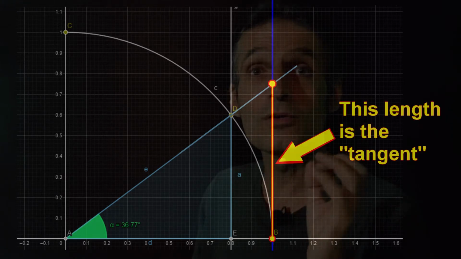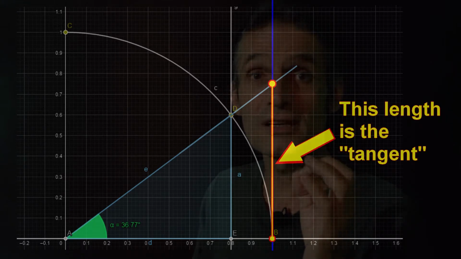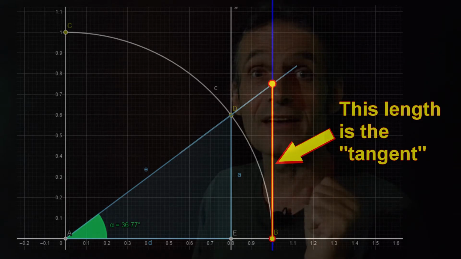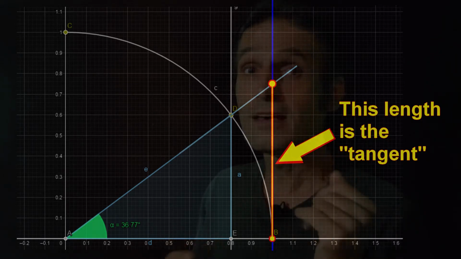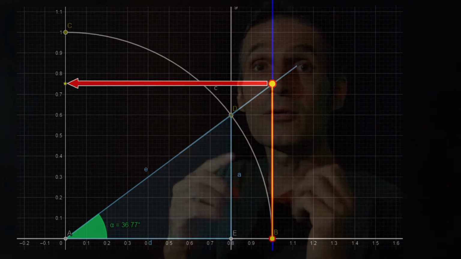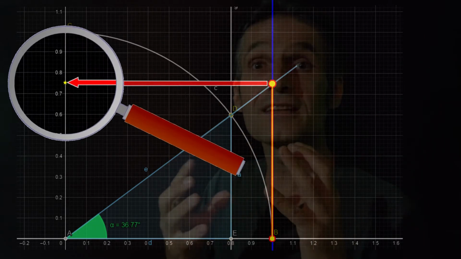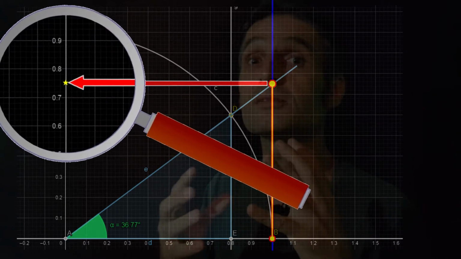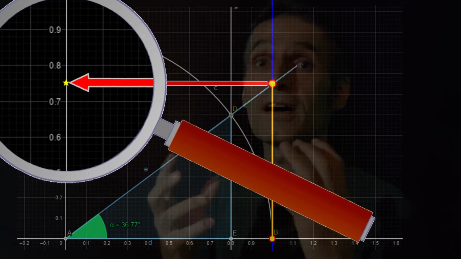This is what we call the tangent in trigonometry. It's the length of this line. Where to read the length? Easy, just project the point to the vertical axis, like with the red arrow here. So you can see that for this given angle, the tangent is approximately 0.75.